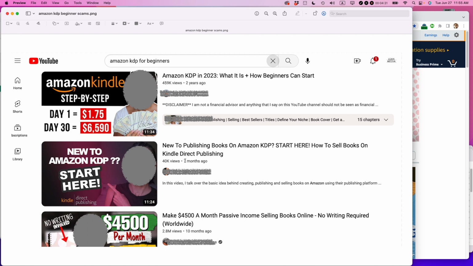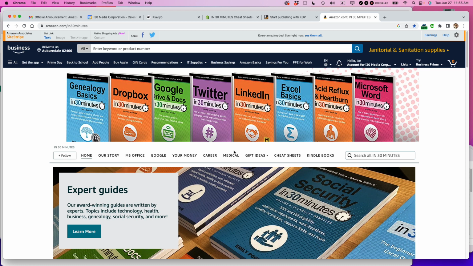Using Amazon KDP to print something like a journal or a stationery is a terrible idea because the quality of the paper for Amazon KDP is not that good. It's a low grade of paper. I should know because I published on Amazon KDP.